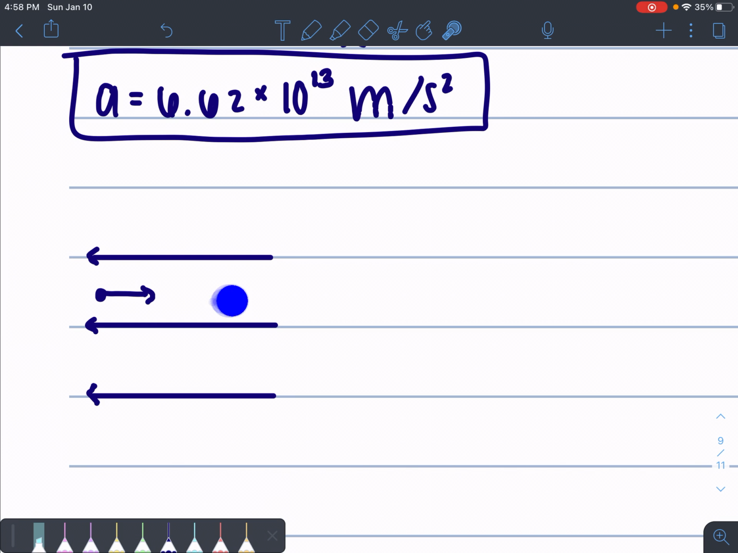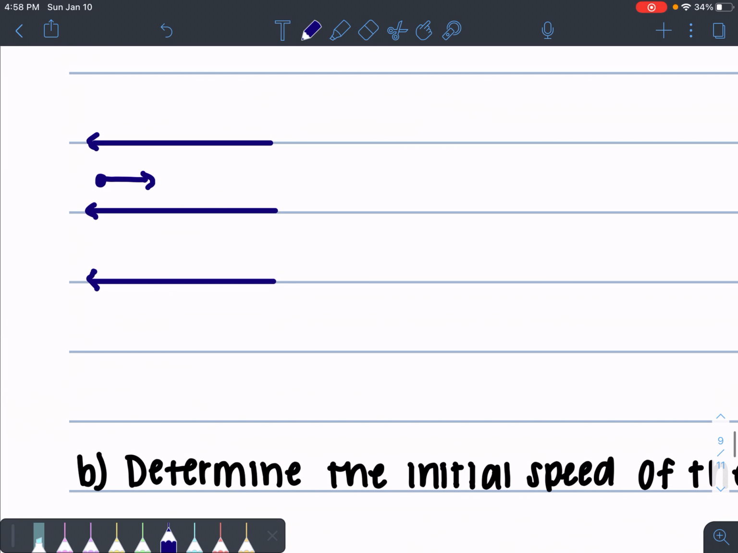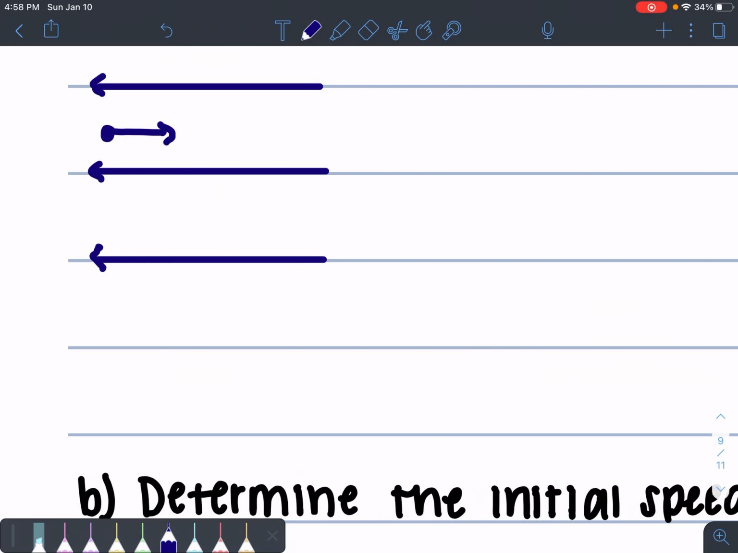So it's going to be slowing down because it's being projected this way, but there's a force going this way that's attracting it to the negative charge since it's a proton. So it's going to be slowing down. So then the acceleration is going to be in the negative x direction.